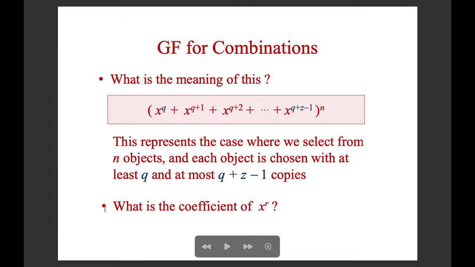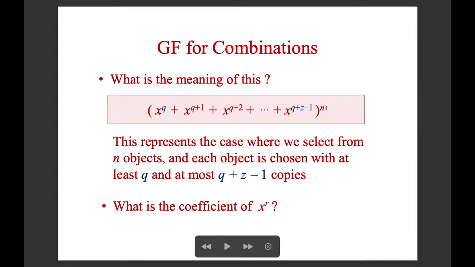So this time, instead of starting from 1 plus and so on, we start from x to the power q, and then x to the power q plus 1, and so on and so forth, up to x to the power q plus z minus 1. And then this term is multiplied by itself n times.